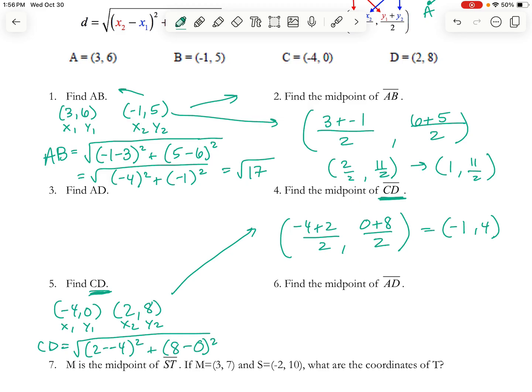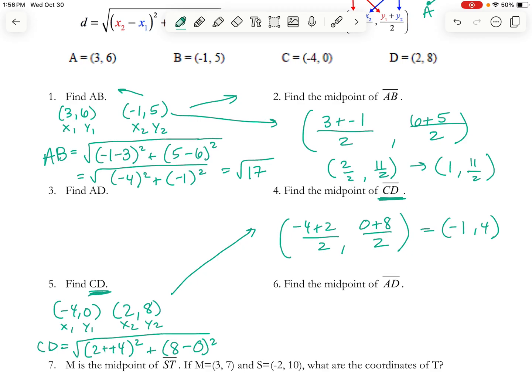Okay, be careful with this double negative. That ends up being 6 squared. So 6 squared plus 8 squared, okay, which is 36 plus 64, which is 100, which is 10.